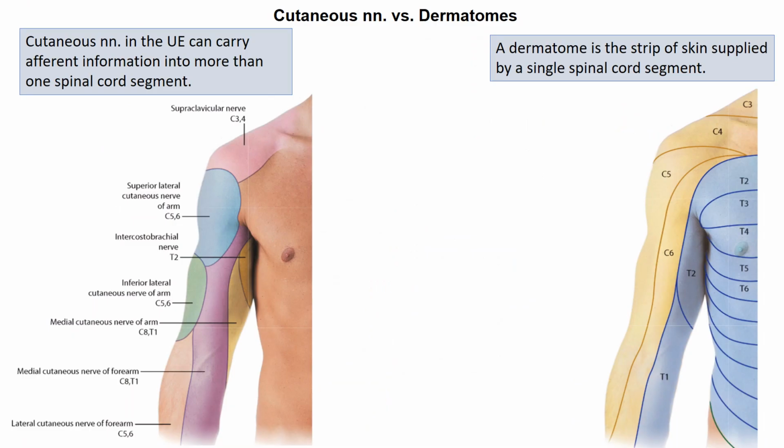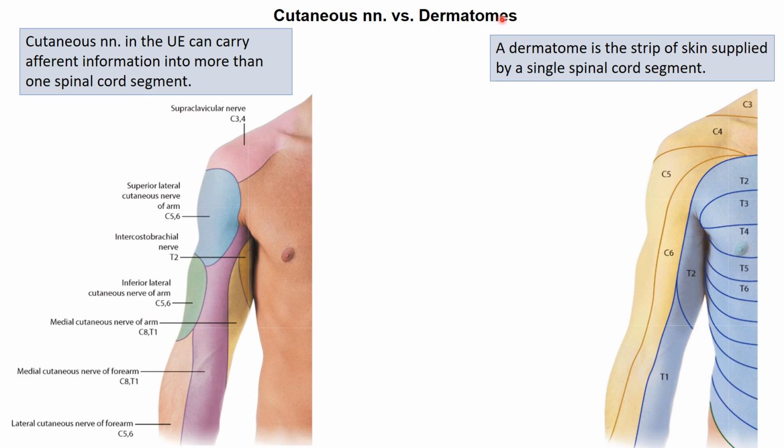Okay, so now another thing that I want to talk to you about is cutaneous nerves versus dermatomes. These are two different terms, but there is some similarity and overlap, actually. So that's why you need to be very clear what we mean when we say a cutaneous nerve versus what we mean when we say a dermatome.